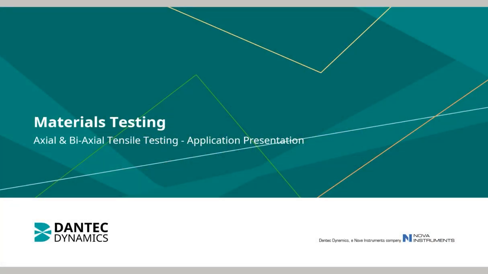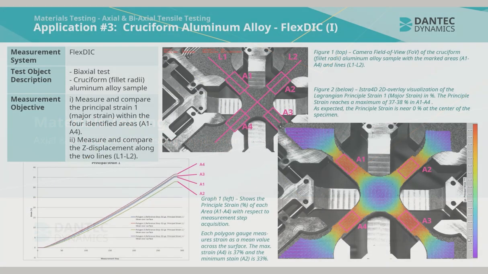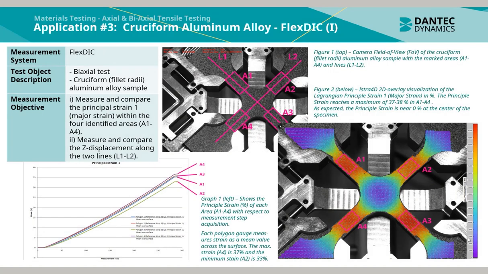Welcome to this application presentation of DIC, or digital image correlation, being used for axial and biaxial tensile testing. This application is a biaxial test performed on a cruciform, which is a fillet radii aluminium alloy sample.